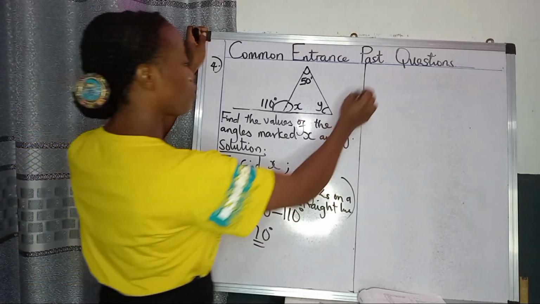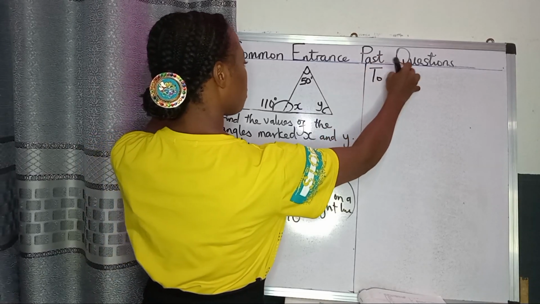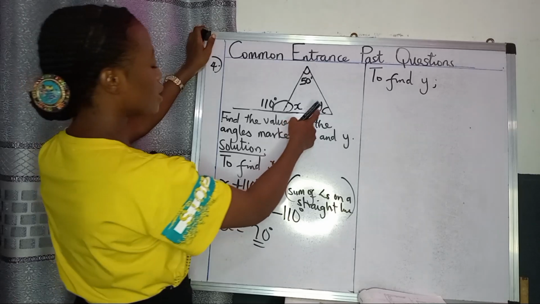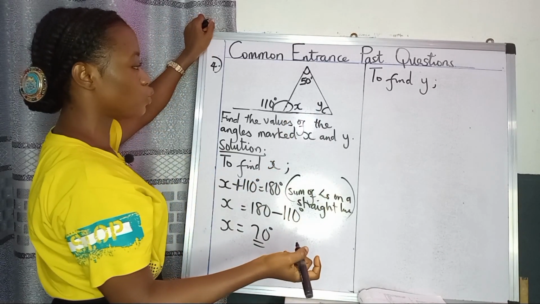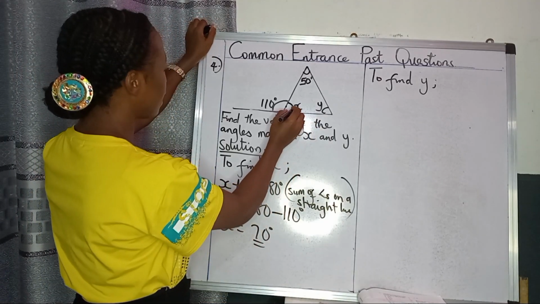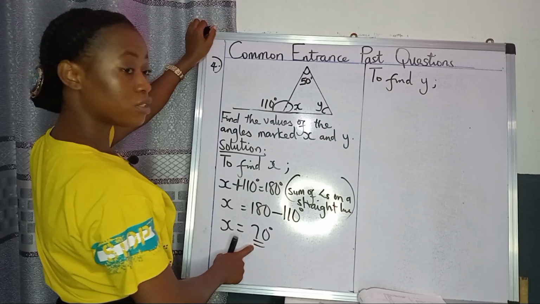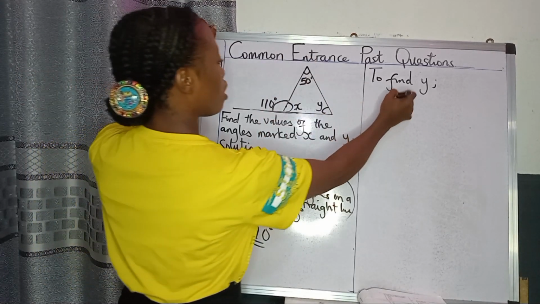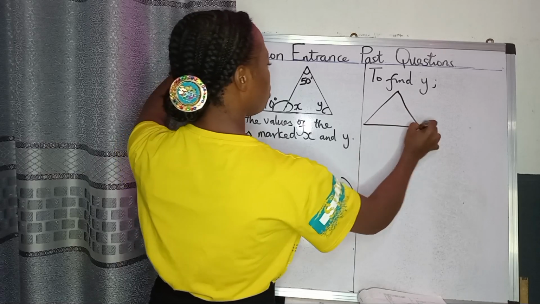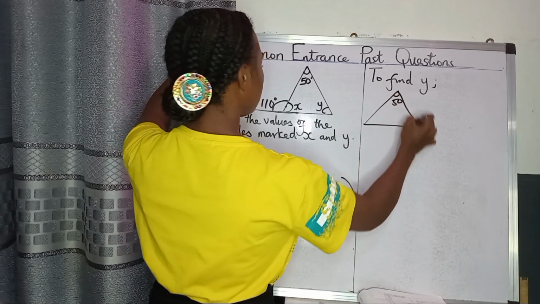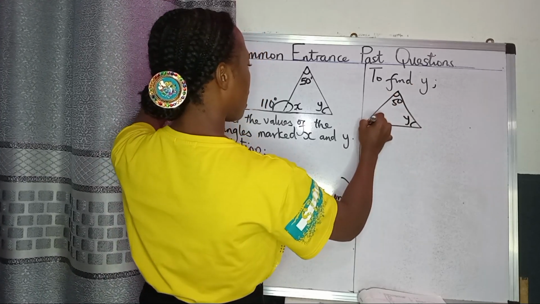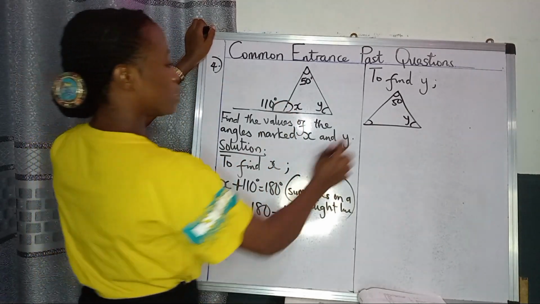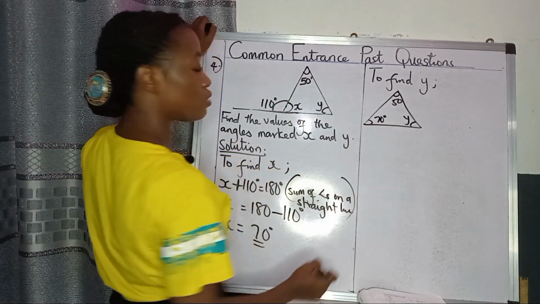Now, to find angle y, it is very easy now to get angle y. I've gotten my x to be 70 degrees. So if I should cut out this triangle, I'm going to have a shape looking like this: 50 degrees, y, and then here is x. Remember, I've gotten the value of x to be 70, so here I'll write 70 degrees.